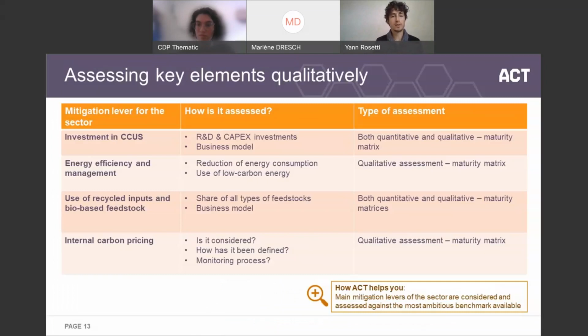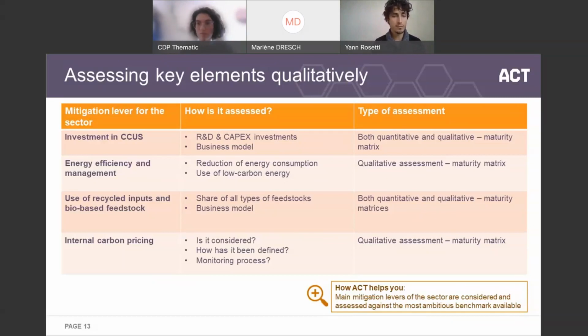A bit more specifically for the chemical sector, we see that we have a few key elements that we're taking into account, and there are different ways of assessing them. For instance, for the investment in CCUS technologies, the methodology will look at the R&D and CapEx investments, as well as any business model related to such technologies. So we are using both quantitative and qualitative assessments. The energy efficiency and management is assessed thanks to the reduction of the energy consumption, as well as the use of low carbon energy. This time we are only considering qualitative assessment.